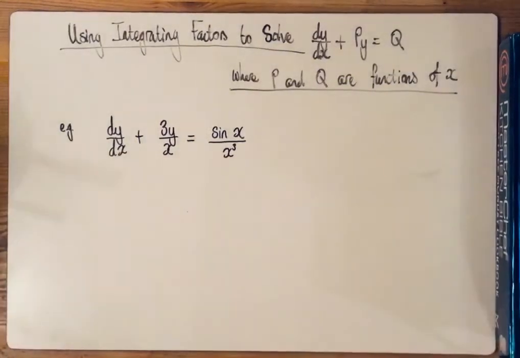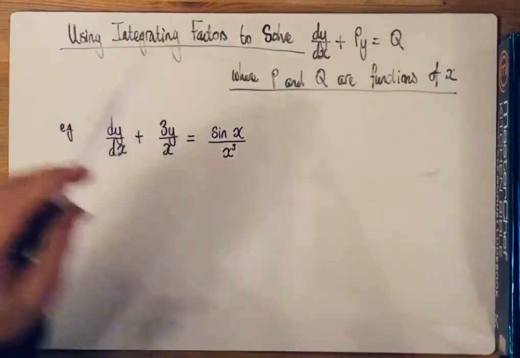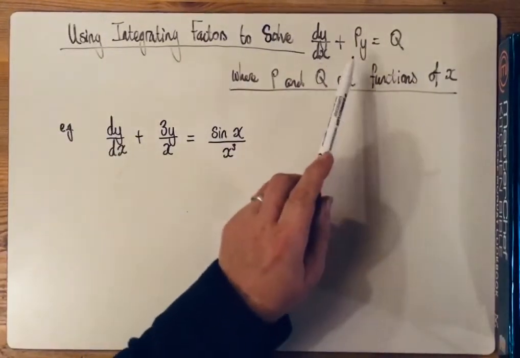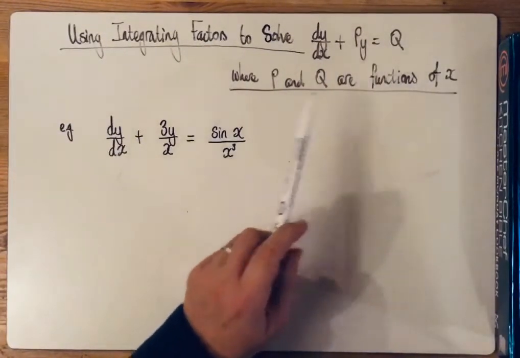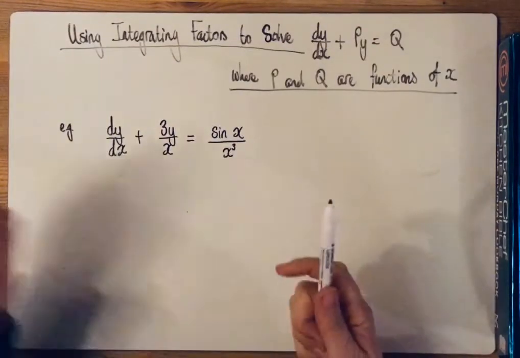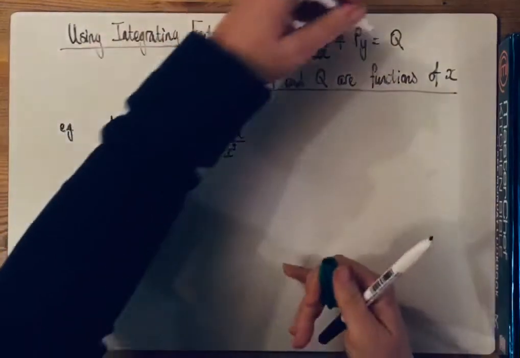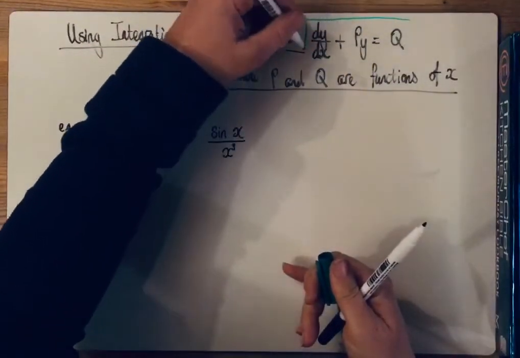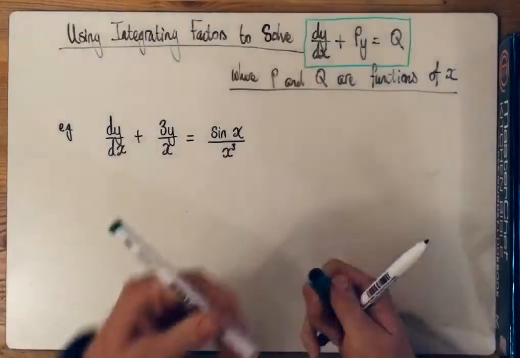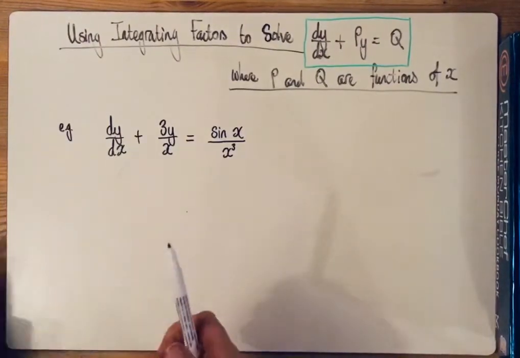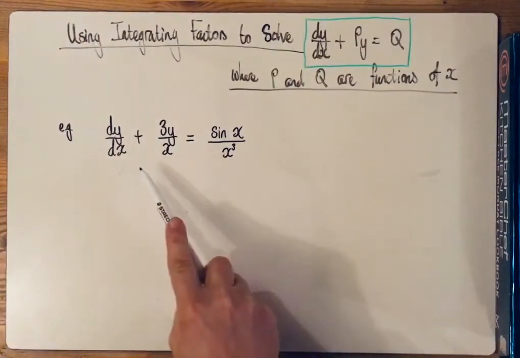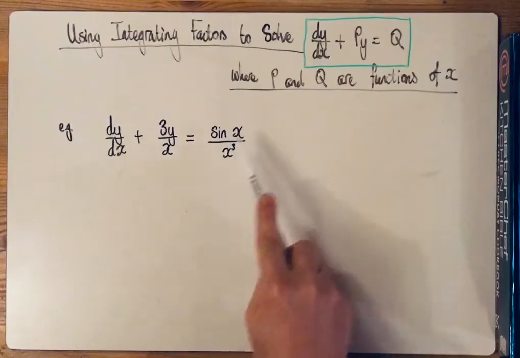Okay, so the topic of the day is using integrating factors to solve dy/dx + Py = Q, where P and Q are functions of x. So it really has to be in this form to use this method. As an example, I have dy/dx + 3y/x = sin x / x cubed.